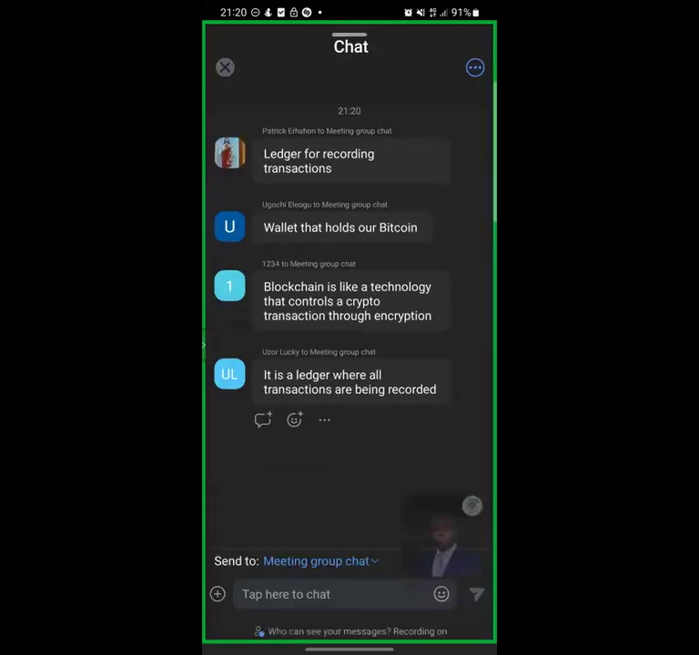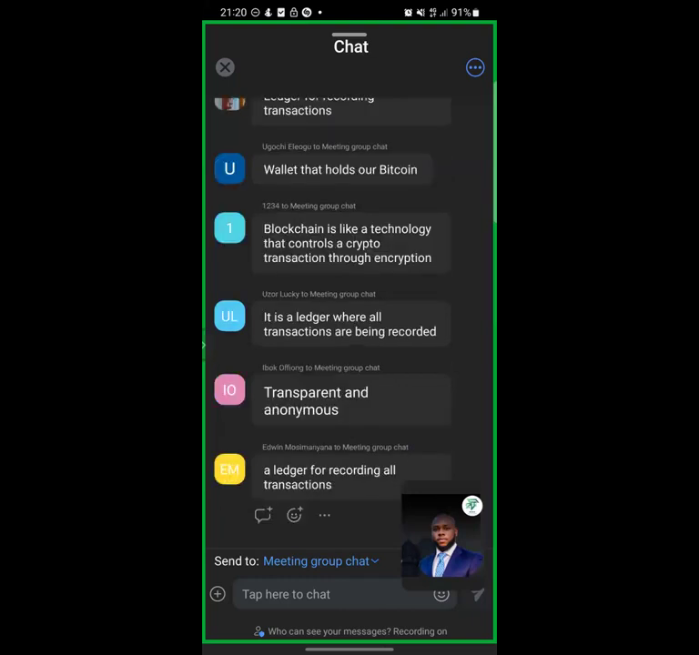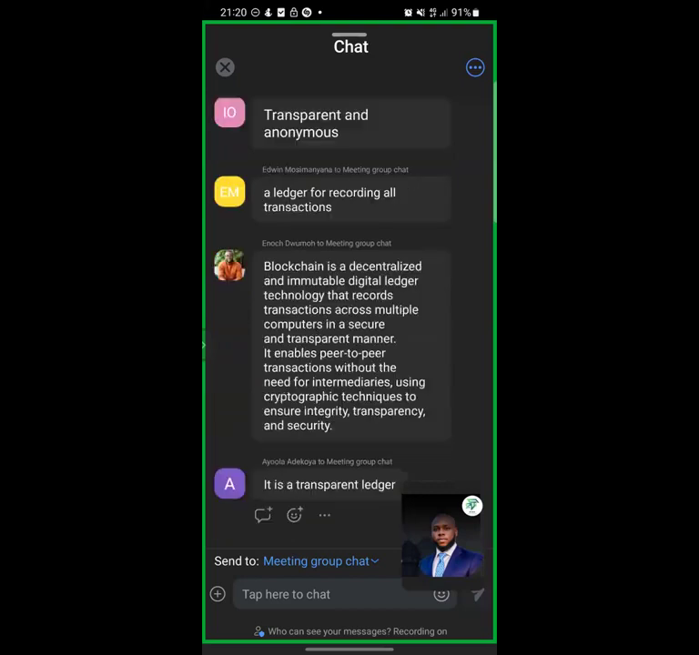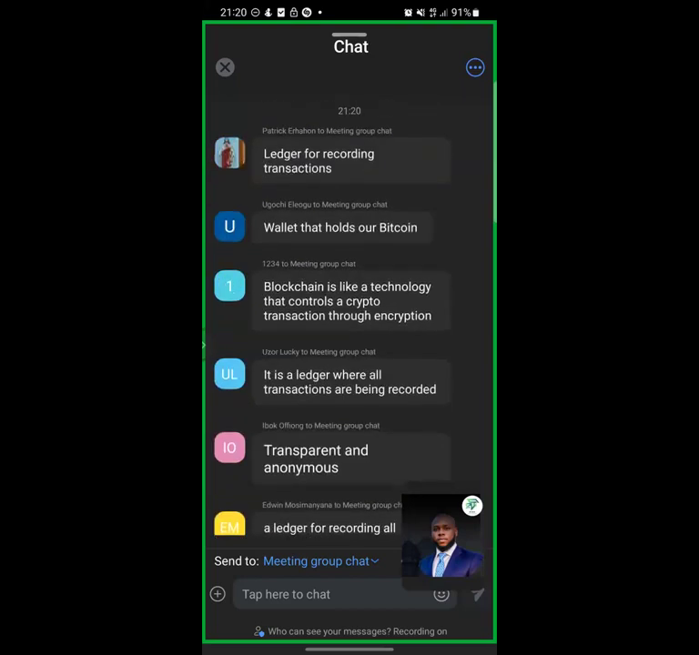Okay. All right. So it's a ledger for recording transactions. Ogochi Eliogu says wallet that holds Bitcoin. No, that's wrong. Blockchain is like technology that controls a crypto transaction through encryption. Someone says it is a ledger where all transactions are being recorded.